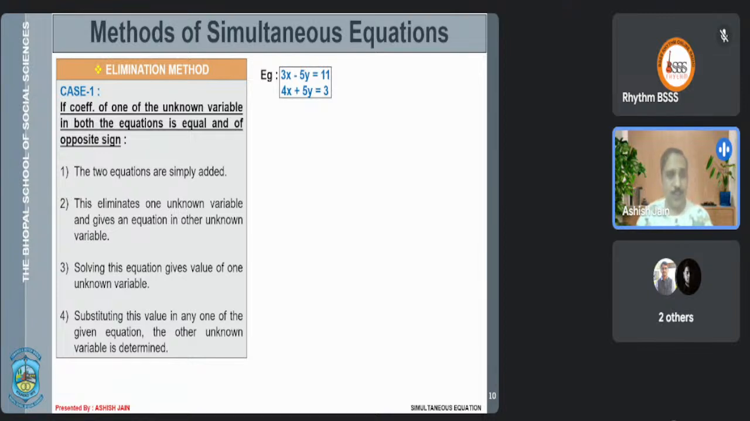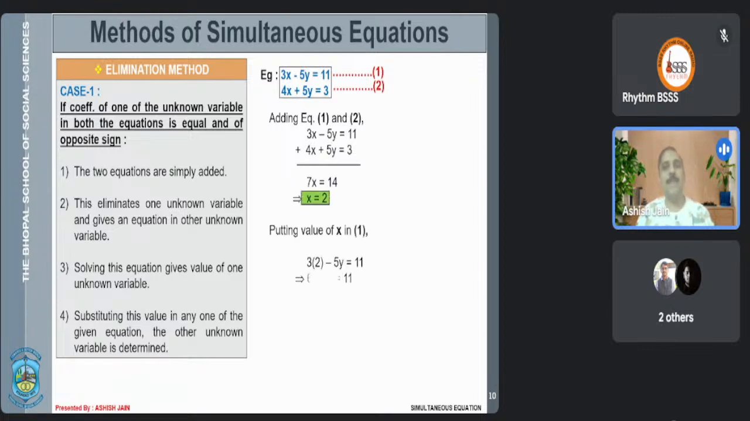Let us see the solution, what we do. Again, mark them as equation 1 and 2. On adding them both together, हम इसको लिखेंगे कैसे? हम लिखेंगे 3x minus 5y is equal to 11 plus 4x plus 5y is equal to 3.